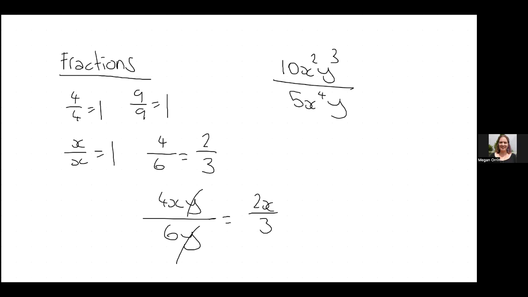So what I need to do now is figure out how to simplify this. First of all, let's just do everything separately. So we're going to separate everything. What is this, the numbers simplified? It's just 2 over 1, right? Do I need to write the 1 on the bottom? No, I don't. All right, what happens with the x's?